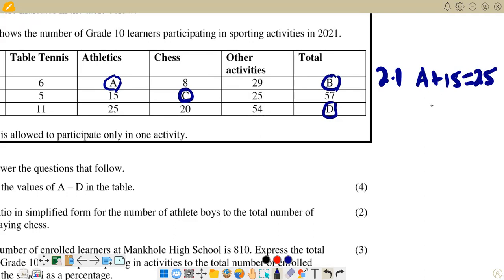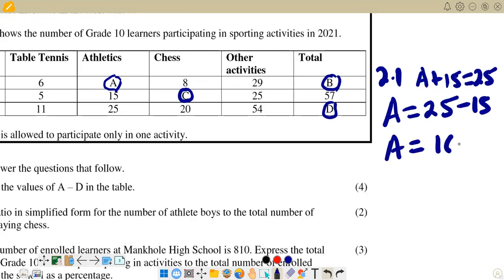So to find out A, we can just make A the start of the formula, whereby we are left with A is equal to this 15. I will go the other side, and when it goes the other side, it changes the sign to become a negative. So we are now saying 25 minus 15. So that's what we have there. When we say 25 minus 15, we get our 10. So this is our A.